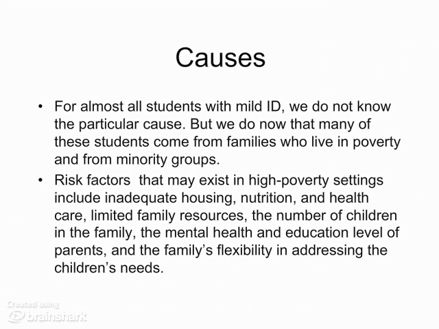For almost all students with mild intellectual disabilities, we do not know the particular cause. We do know that many of these students come from families who live in poverty and from minority groups. Risk factors that may exist in high poverty settings include inadequate housing, nutrition, and health care, as well as limited family resources. The number of children in the family, the mental health and educational level of the parents, and the family's flexibility in addressing the children's needs can all be factors that lead to the development of an intellectual disability.